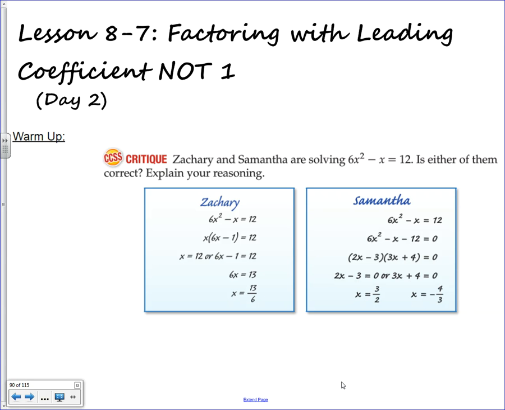Okay, so if you look at that equation, in order to set it equal to 0, you would subtract the 12. And then you'd have an equation that was set equal to 0. The only person that did that was Samantha, so Samantha would be correct. Notice she subtracted the 12, then she factored. She has two binomials, and then she set those factors equal to 0, and she solved them. So Samantha would be correct.